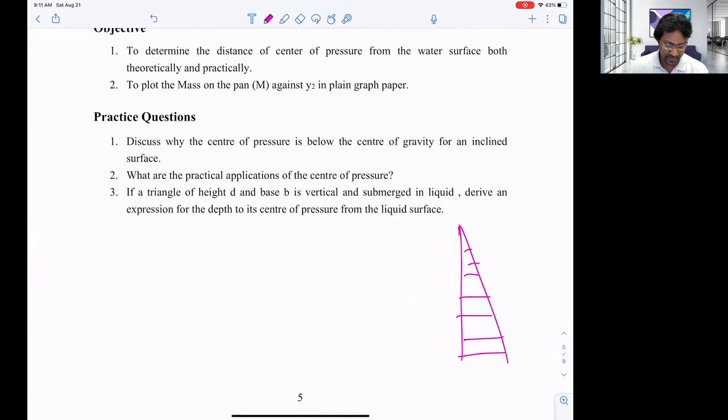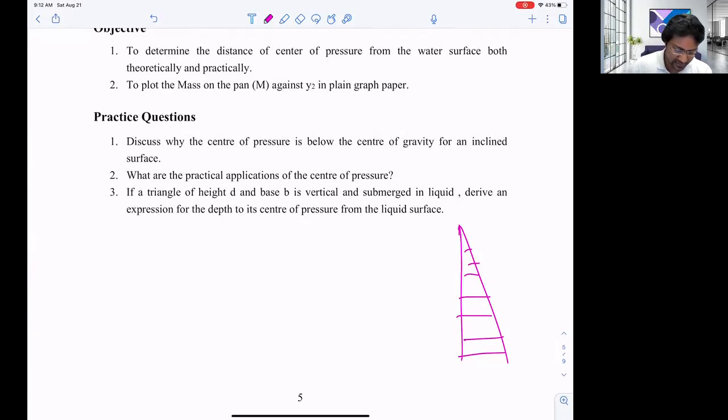And what are the practical applications of the center of pressure? I already mentioned that one: to check the stability of any hydraulic structure, for example, the dam, and for designing any retaining wall, we need to check the stability. And for reinforcement design, we need to calculate the moment. And for calculating the moment, we need to know the moment arm and where the total force is acting. We need to know the center of pressure. Those are the practical applications.